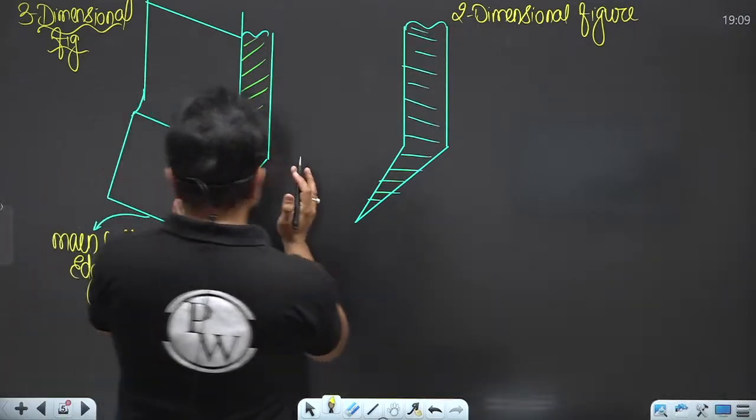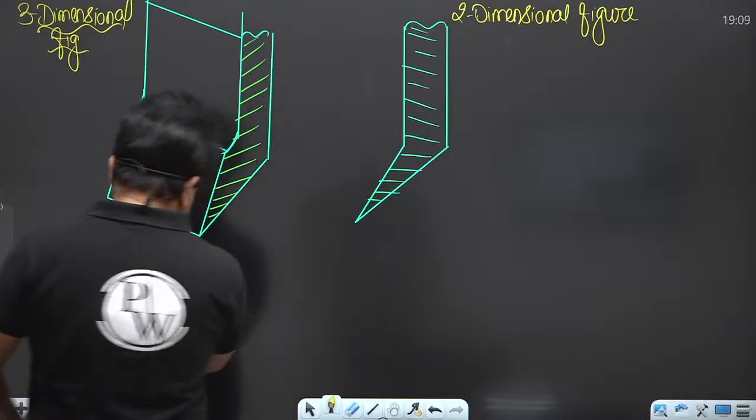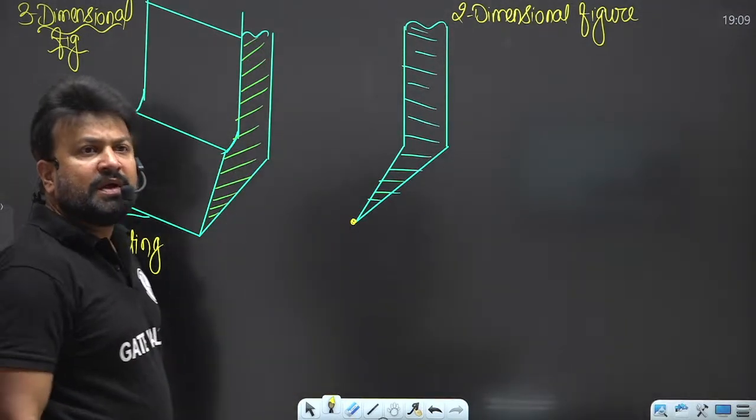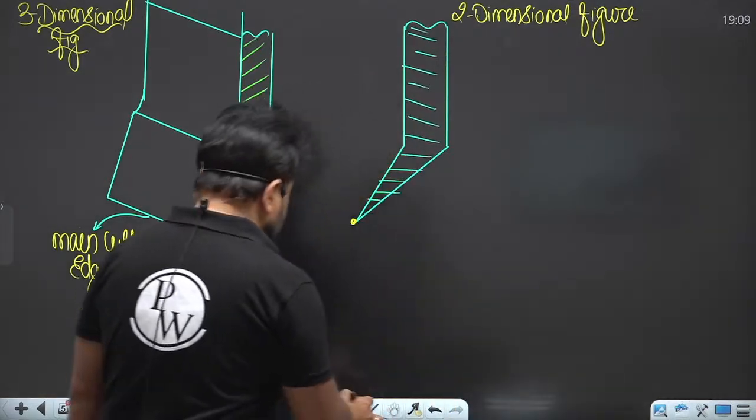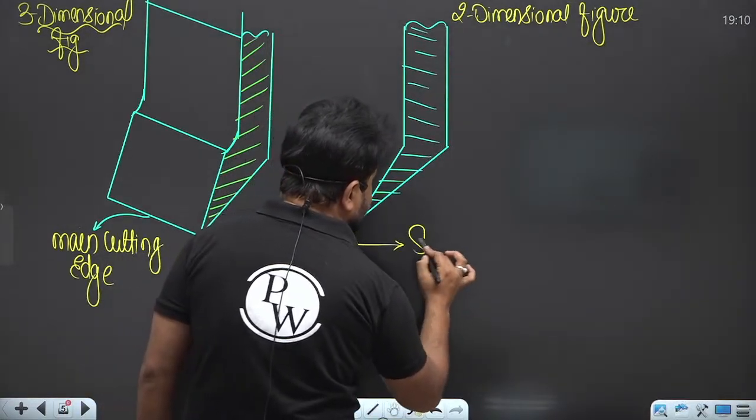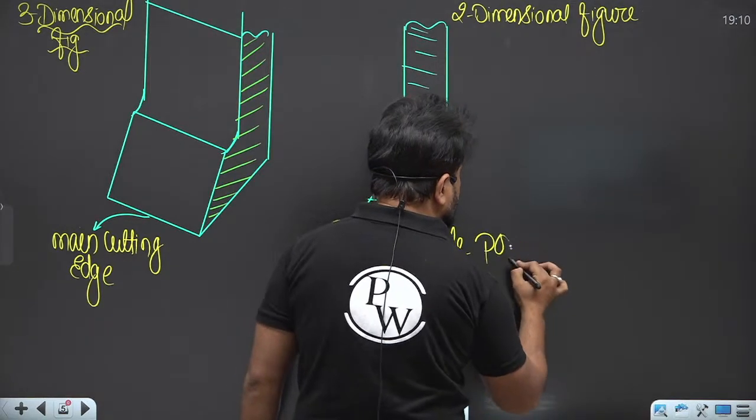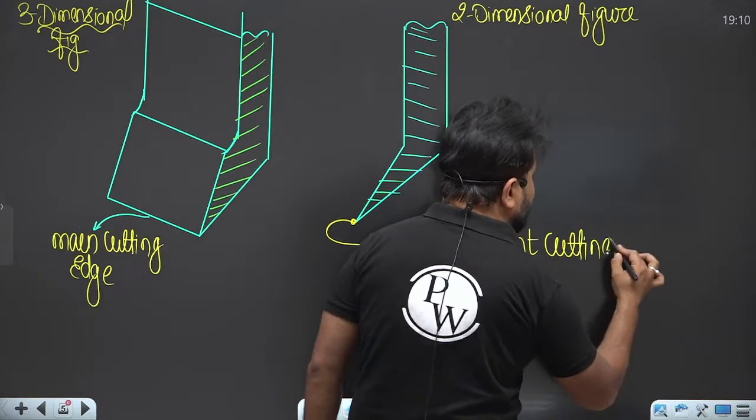Now if you see this tool from this way in a plane, then this cutting edge will look like a point. Yes or no? This cutting edge will look like a point. That's why we call it a single point cutting tool.